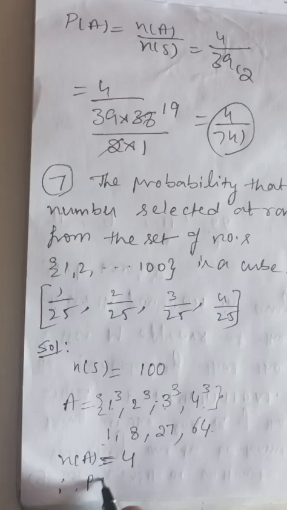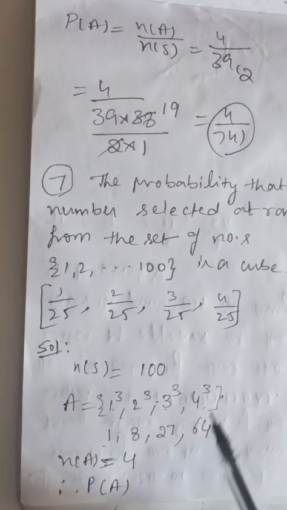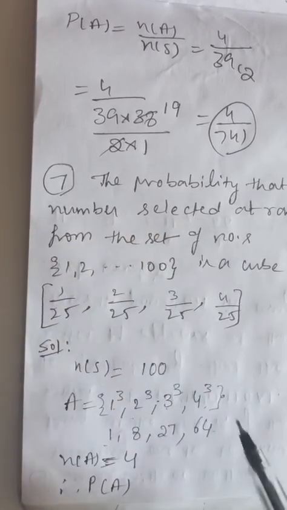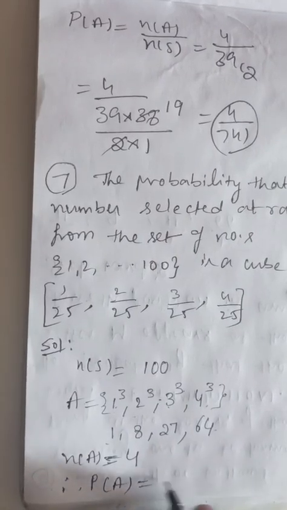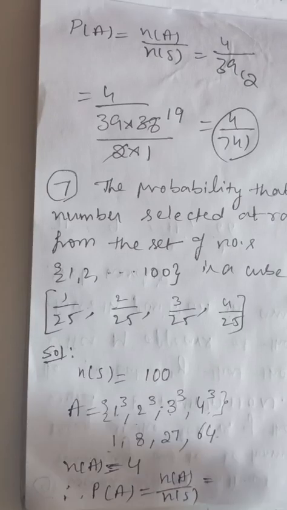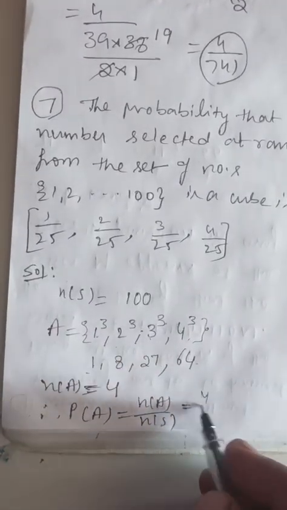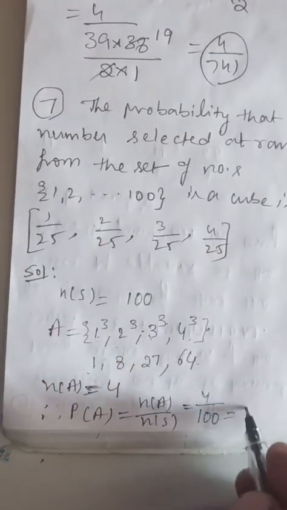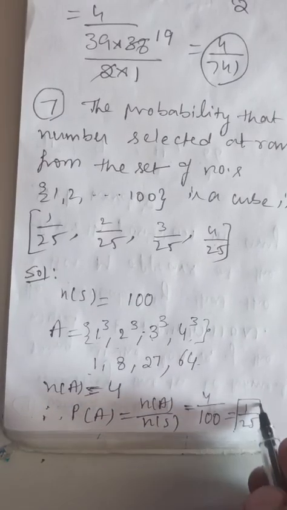Therefore the probability that a number selected at random from the set of 100 numbers is a cube is n(A) by n(S). n(A) is 4 and n(S) is 100. So it is 1 by 25.